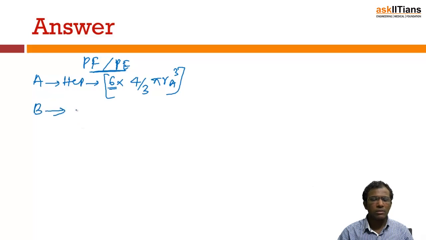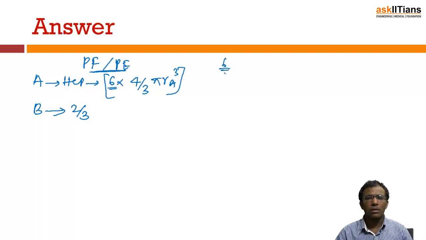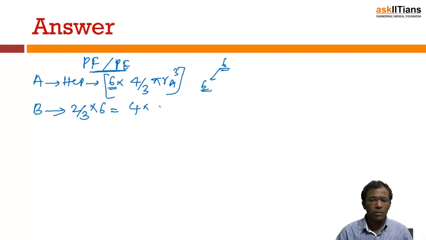Similarly, B is occupying 2/3 of octahedral voids. So we have to know how many octahedral voids are there in HCP. In HCP we have 6 close packed spheres, and the number of close packed spheres is equal to the number of octahedral voids. So there will be 6 octahedral voids. Only 2/3 of 6 octahedral voids are occupied, that means effectively 4 atoms of B are present, and the volume occupied by each particle of B is 4/3 pi RB cube. So this is the volume occupied by A and then the volume occupied by B.